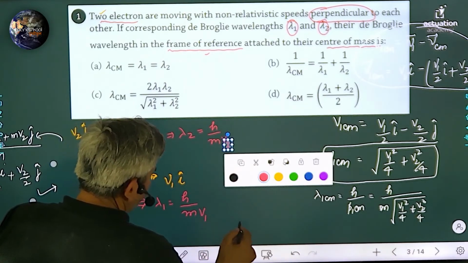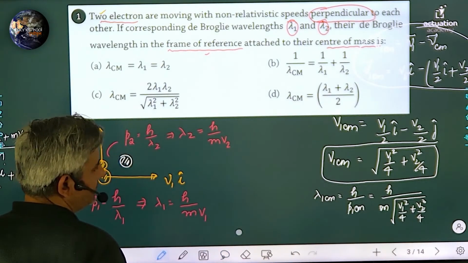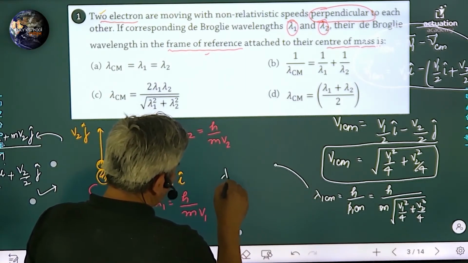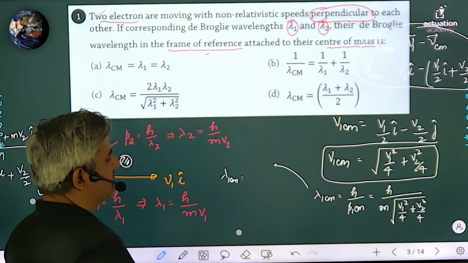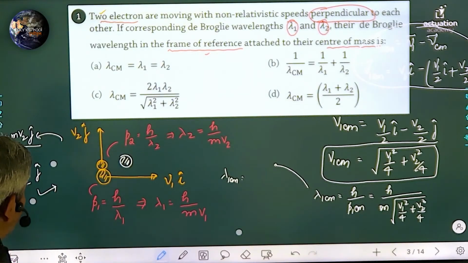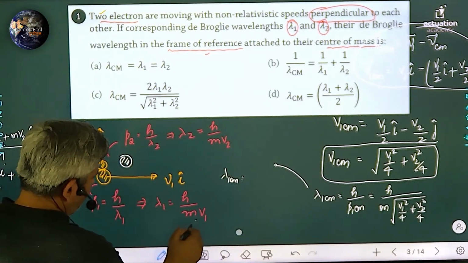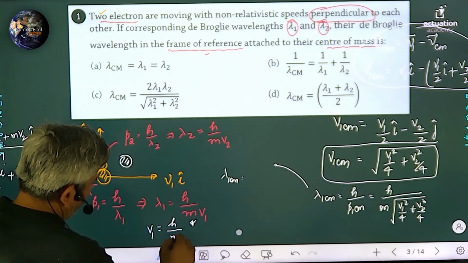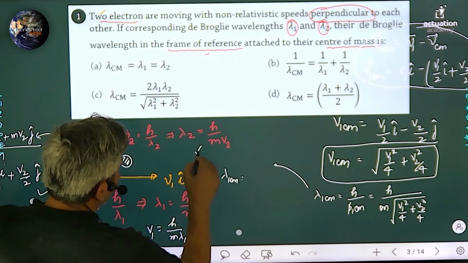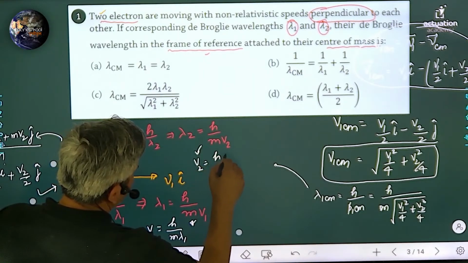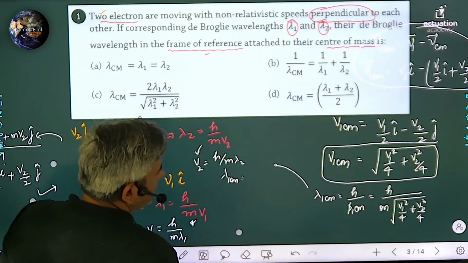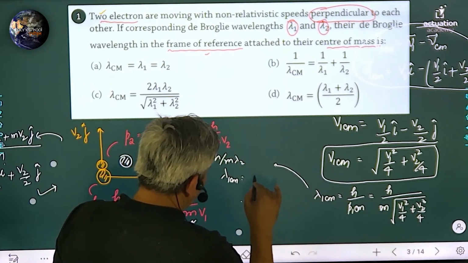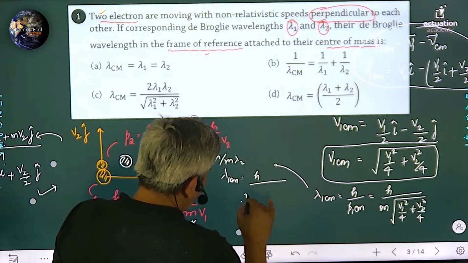Now I can easily write from here that lambda 1 center of mass is equal to, I can put the value of v1 from this equation. v1 is h over m lambda 1, and from this equation v2 is h over m lambda 2. So simply putting these values, we will get lambda 1 COM is equal to h over m under the root.